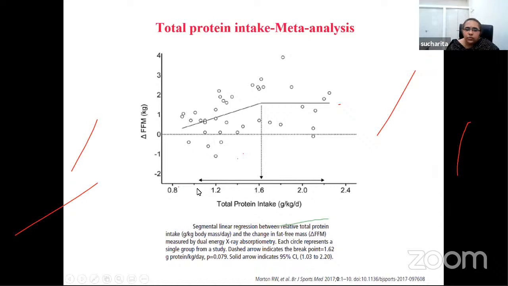You can see that they looked at the total protein intake versus the delta change in fat-free mass, and a segmental linear regression analysis was performed on the DEXA data for the FFM. It was shown that they attained a breakpoint at 1.6, and it indicated that even if you increase the protein intake beyond 1.6, there was no increase in the fat-free mass. So this review was important in this aspect.